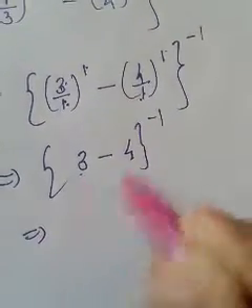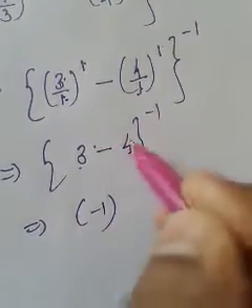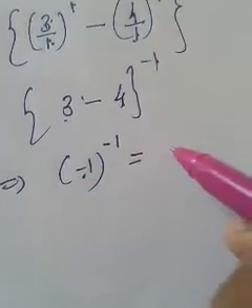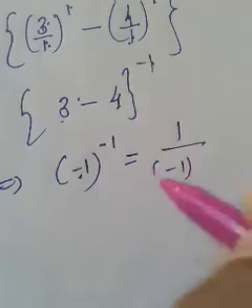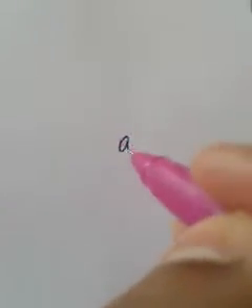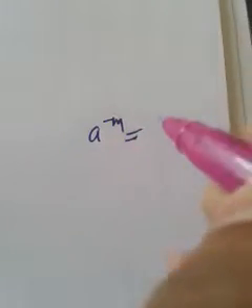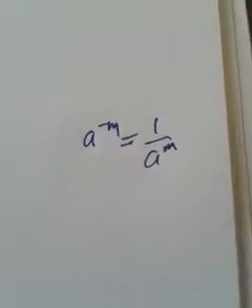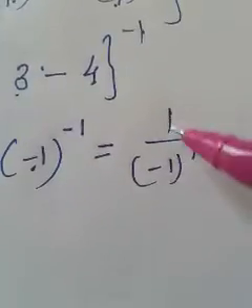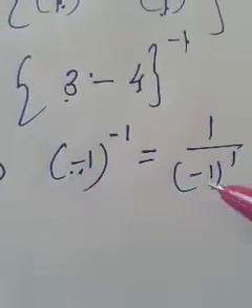See, just see, 3 minus 4 is minus 1. Then minus 1 raised to minus 1. What is the result of minus 1 raised to minus 1? 1/-1 raised to 1. You can ask me why. So the answer for the question is, a raised to minus m can be replaced as 1/a raised to m. Just like that, minus 1 raised to minus 1 I can replace as 1 by, the base you are supposed to maintain the same.